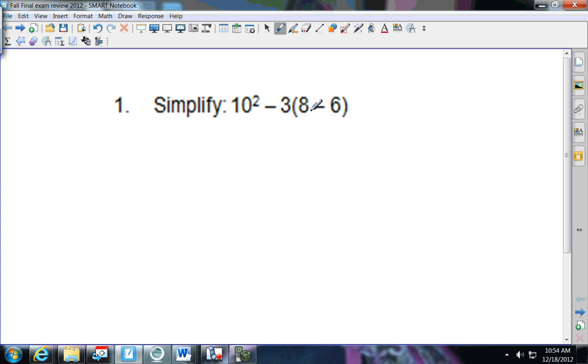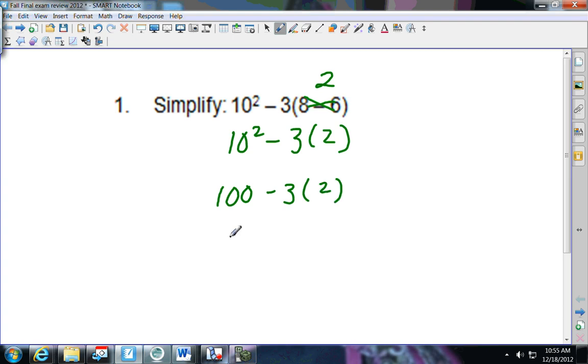Right here in this parentheses, 8 minus 6 is 2. So now I have 10 squared minus 3 times 2. Parentheses, exponents: 10 squared, 10 times 10, is 100, minus 3 times 2, so 100 minus 6. The answer should be 94. Now, you can also just go in the calculator and put it in there.